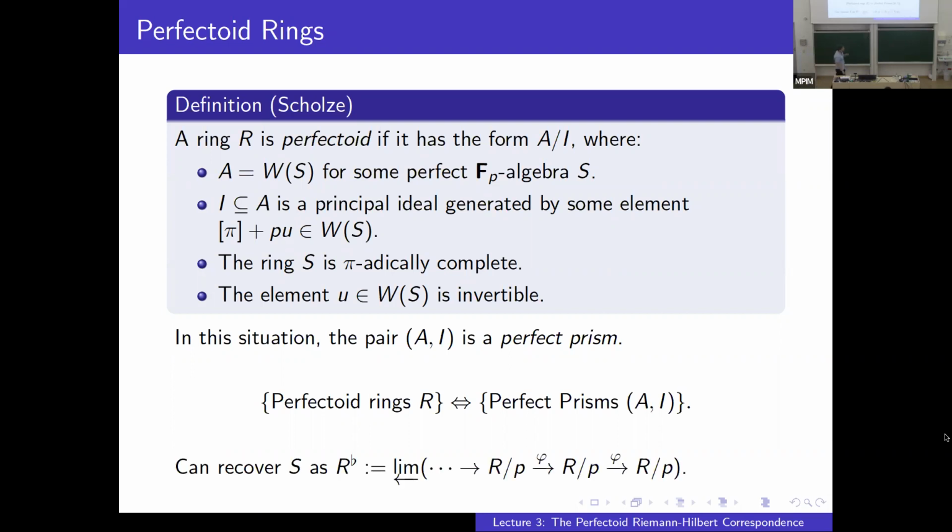And in particular, if I give you R as an abstract ring, you can recover that perfect F_p-algebra S. It's typically denoted by R flat. And concretely, you can construct it as the inverse limit of a sequence of rings, where each of those rings is R mod p, and each of the transition maps is the Frobenius. Okay, so this is a definition of a class of rings, and you can think of them as a mixed characteristic replacement for the notion of a perfect ring of characteristic p.